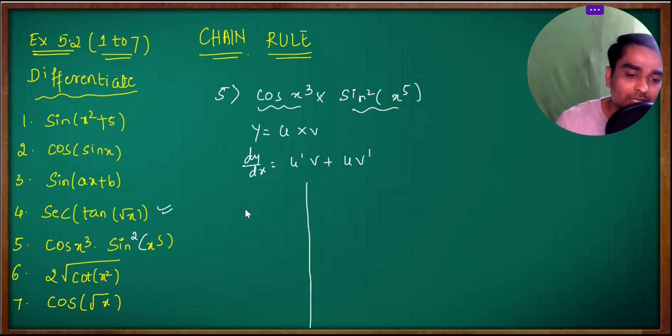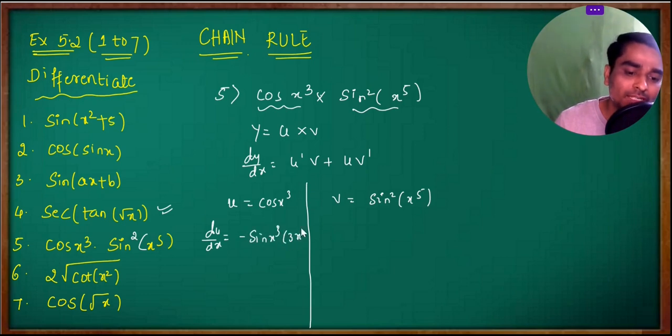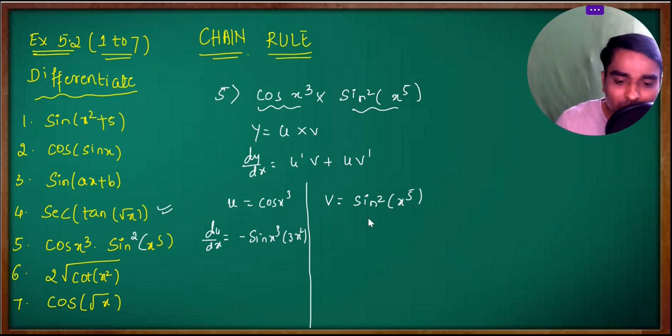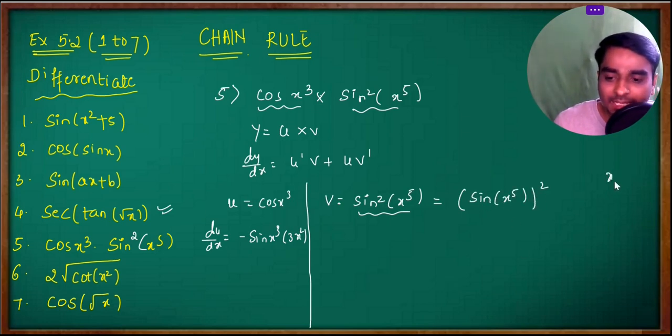So what we will do, we will take u and v separately. You can do it together also, not a problem, but I recommend doing it like this so that you won't go wrong at all. Okay, so I will take this as cos x cube and this will be sin square x to the power 5. So what is du by dx here? du by dx is minus sin x cube into 3x square. For v, if you observe, this is sin square of x to the power 5, which can be written as sin x to the power 5 whole square. This is like x square. Okay, x square differentiation is 2x.